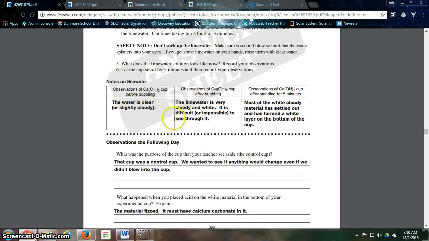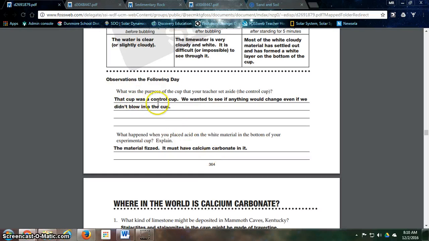So we can see what happened at each stage of this, and a couple of the questions that went along with this lab. We have the purpose of the control cup. We can use that as a comparison, a way to see what the difference was between adding carbon dioxide and respiration to the cup and not.